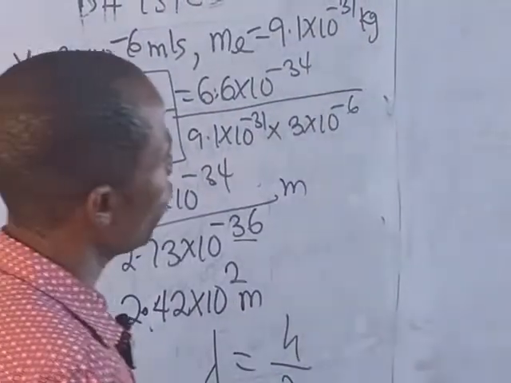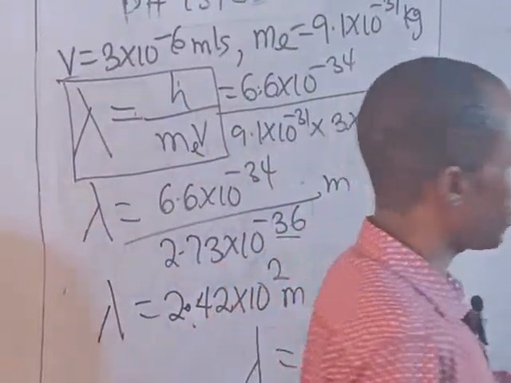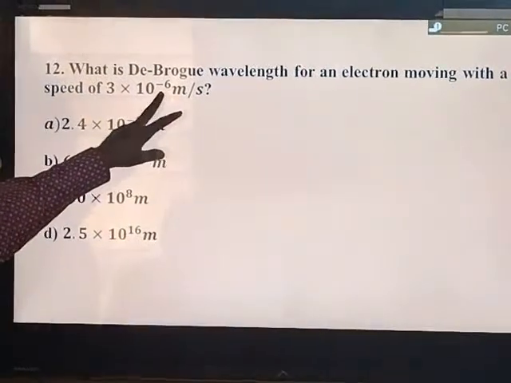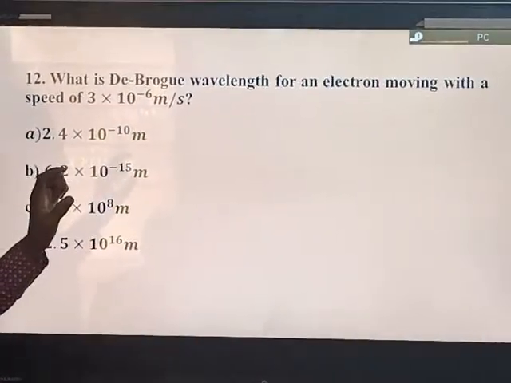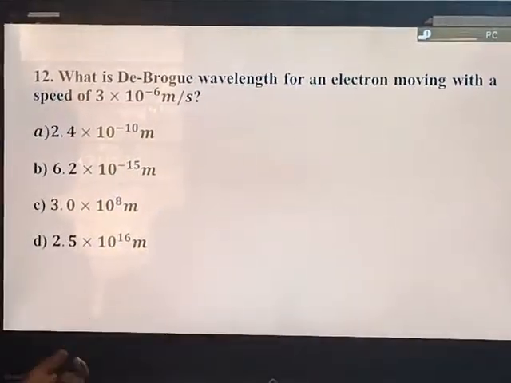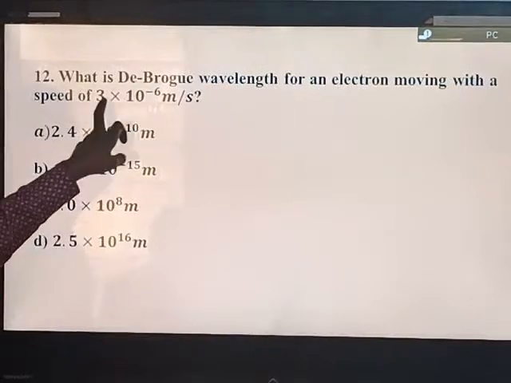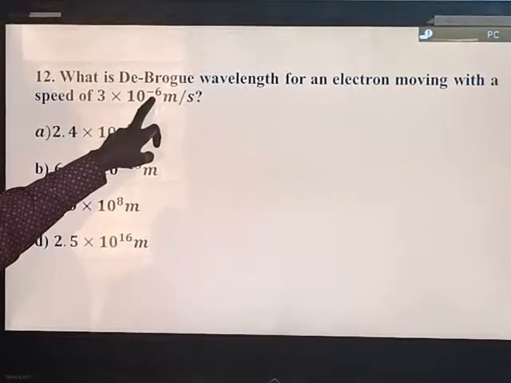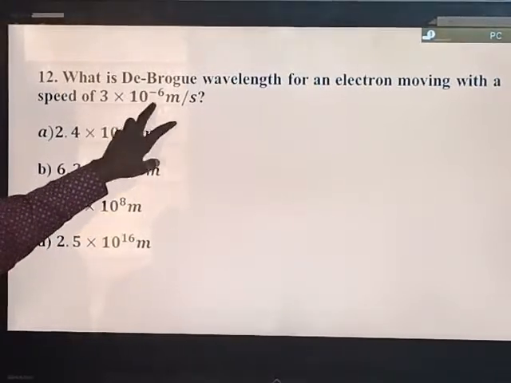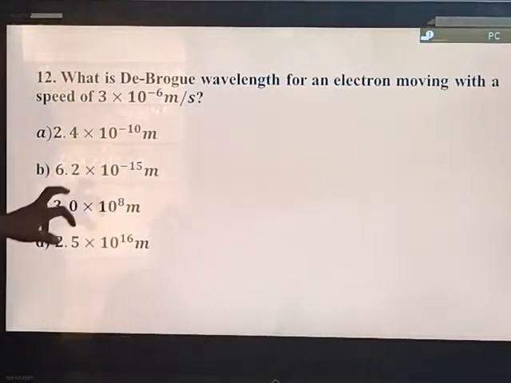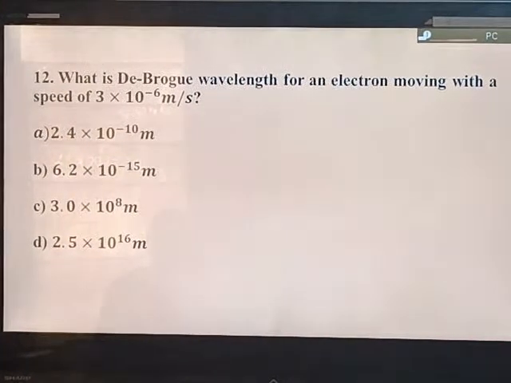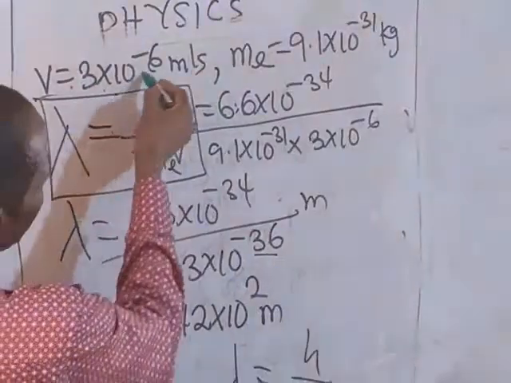And I think I know where the problem is. Now, if you make use of this, I think that's where the problem is. Maybe the question, at least, if this is 3 times 10 to the power 6 instead of 3 times 10 to the power minus 6, then the answer you'll be getting will be this. Let me show you what I mean. Remember, the speed is 3 times 10 to the power minus 6.